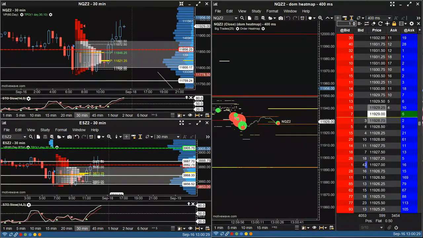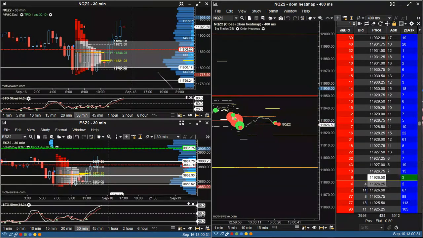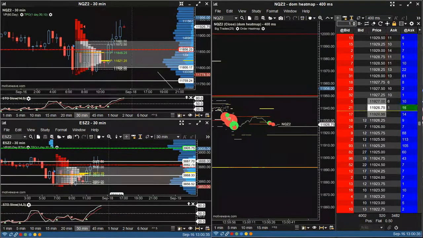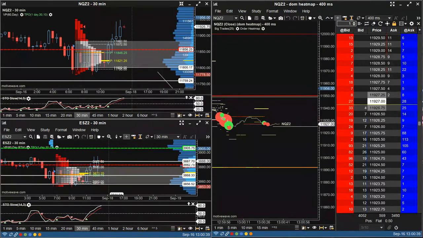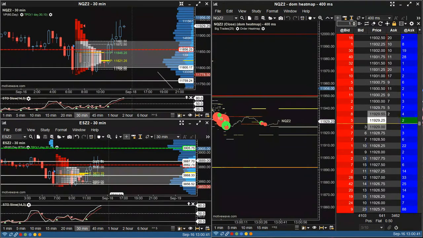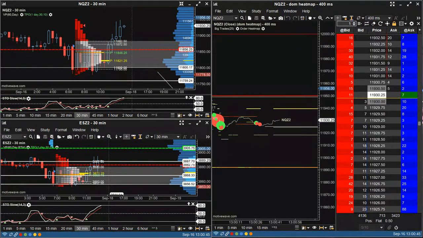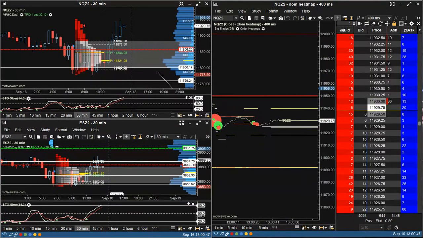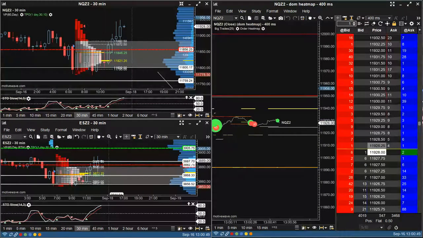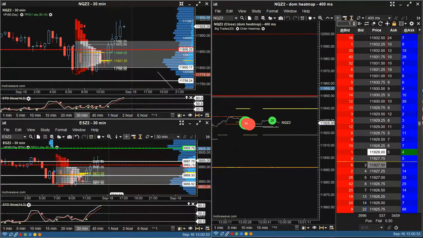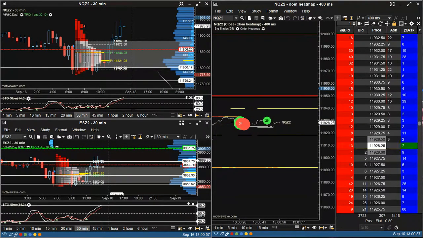I think we'll go a little more in depth with tape reading, and the DOM as well. I think it's a way better look with the ES for sure, and reading it. And it's just freaking wild. Actually, the whole week this week, I've been playing NQ, reading the ES tape and reading the ES DOM.